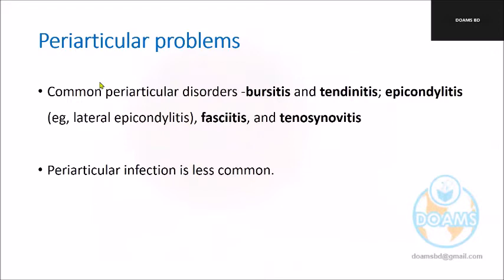We are now coming to the periarticular problems. How to identify? First of all, periarticular means what we have already discussed: tendonitis, epicondylitis, fasciitis, tenosynovitis. And periarticular infection is usually less common. Why less common? Periarticular tissues are avascular, so the movement of the organisms is less in the periarticular tissues.